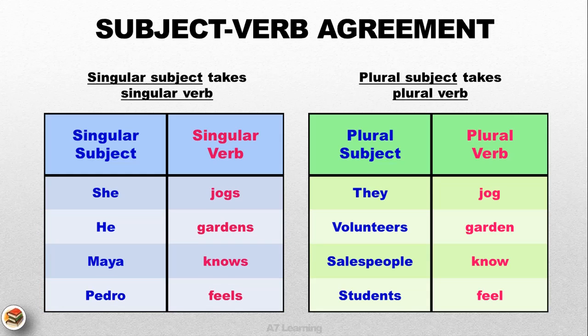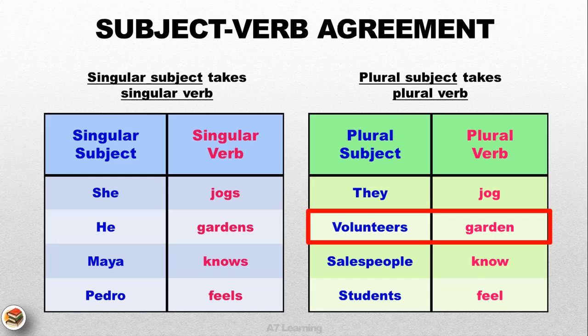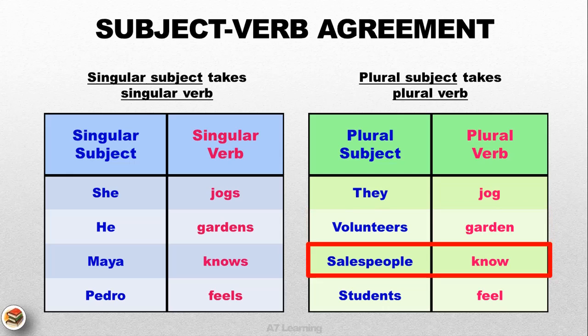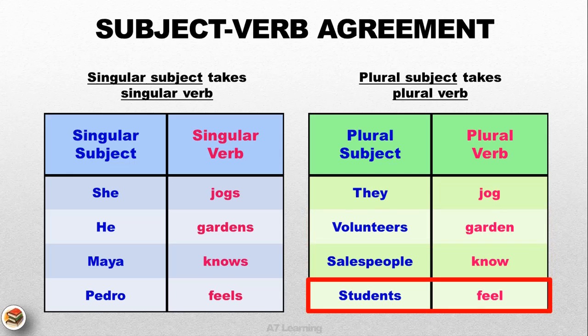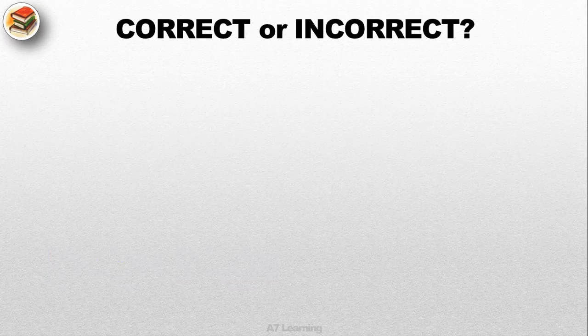When it takes the plural, it should have a plural verb to match the subject. They jog. Volunteers garden. The salespeople know. Students feel. And when you're creating a sentence, it's important to make sure that your subject and your verb always match, regardless of how far they are apart in the sentence. So let's take a look at a few examples.